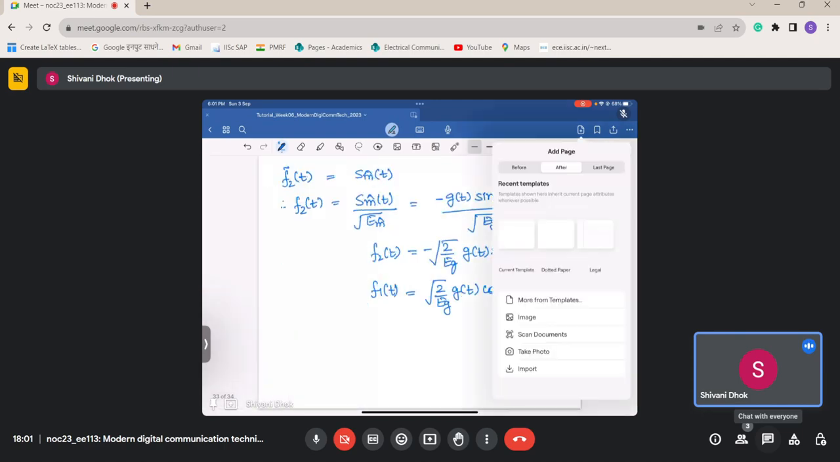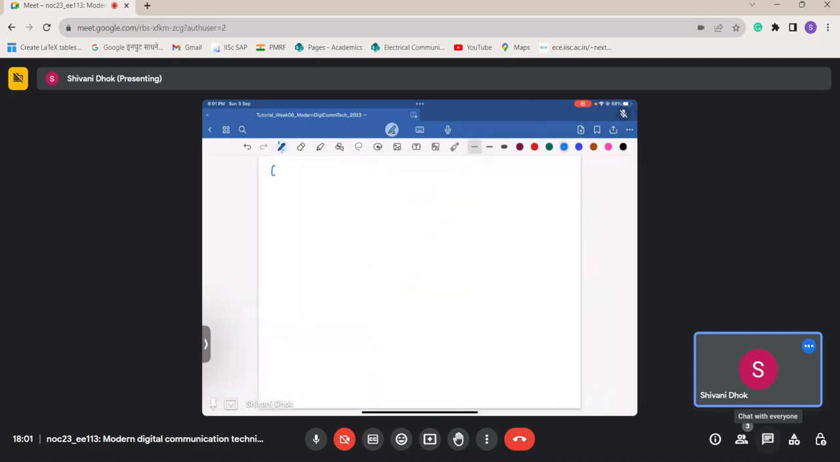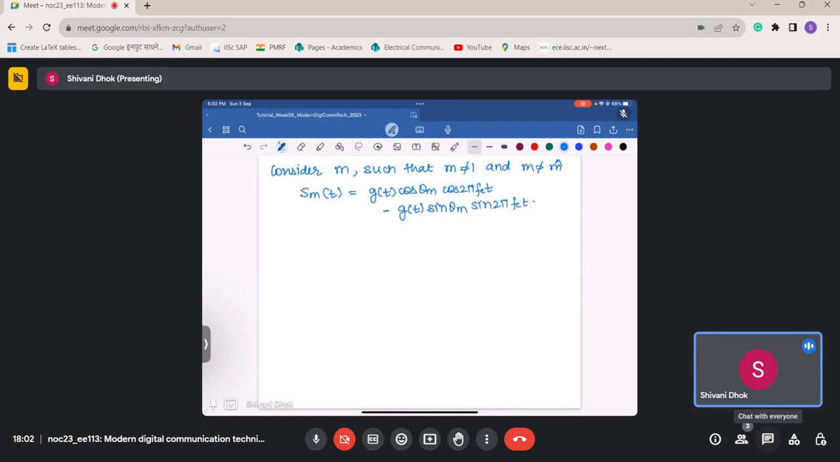So what we'll do is, let us consider M such that M is not equal to 1 and M is not equal to M hat, and we know that this SMt will be equal to gt cos theta M cos 2 pi fct minus gt sin theta M sin 2 pi fct. Okay.